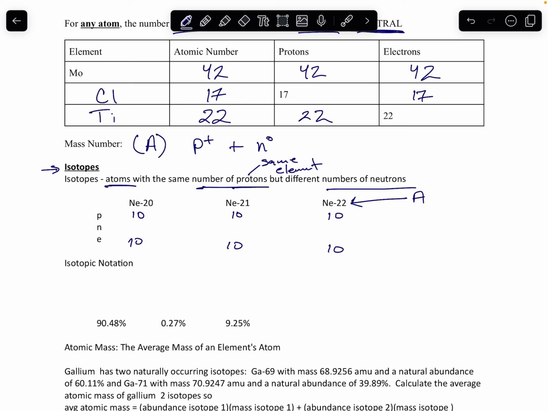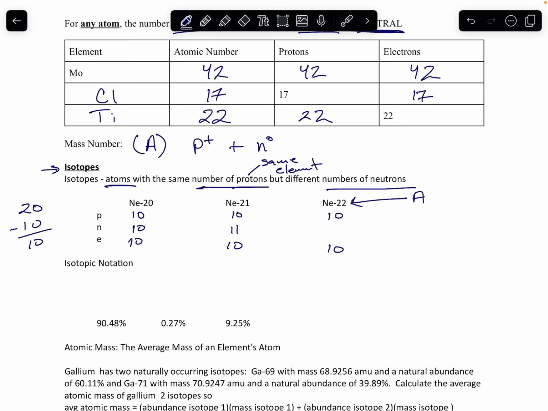So then how do I determine my number of neutrons? Well, neon 20, I've got my mass of 20. I know my mass number is protons plus neutrons. So I can subtract my number of protons from there, and I get 10 neutrons.